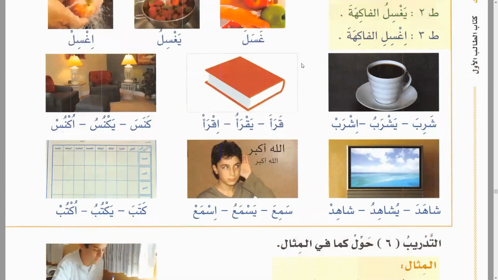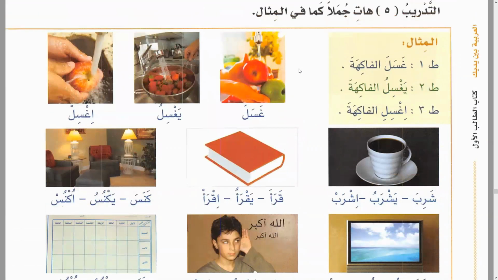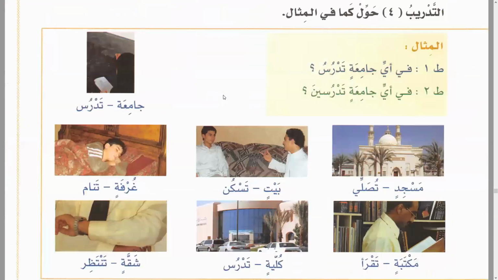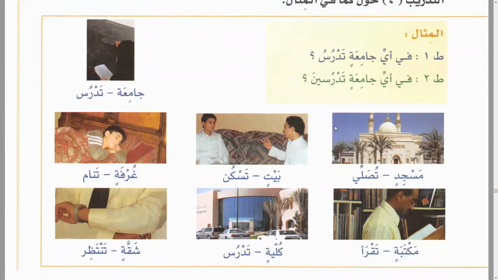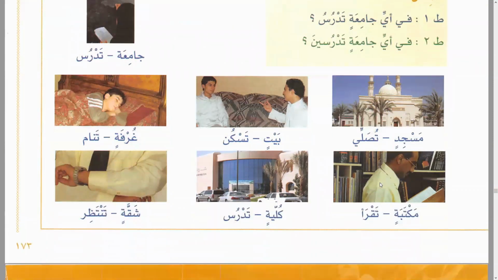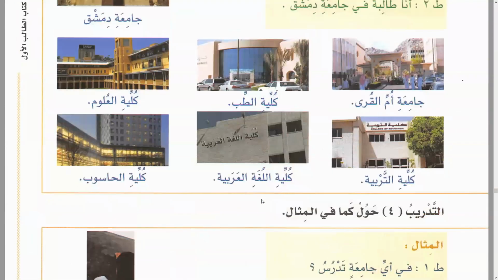This word is important for forming the command form. Ghasala yaghsilu ighsil. Wash. This is the command form, amr. And we learned about fi ayyi jamiatin tadrusu. Which university are you studying in? So fi ayyi masjidin tusalli, fi ayyi maktabatin taqra, fi ayyi kulliyatin tadrus. Similar form of tadrib.